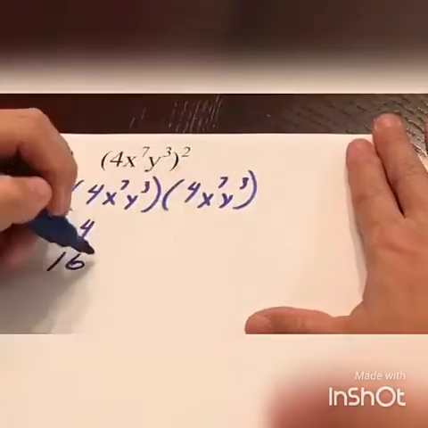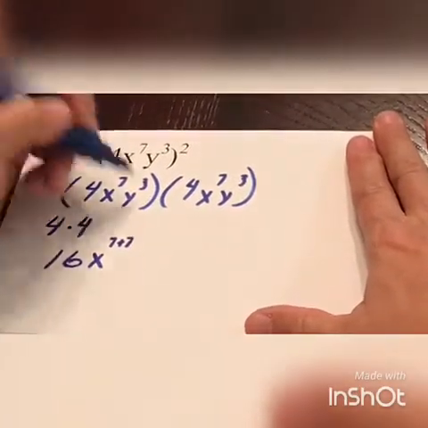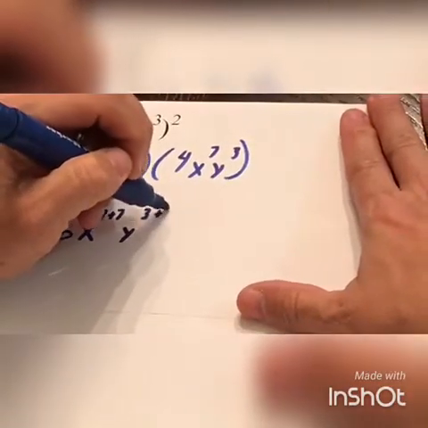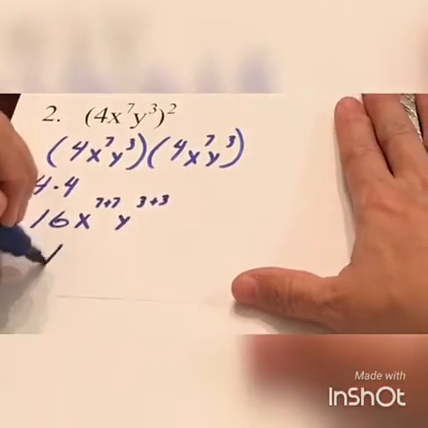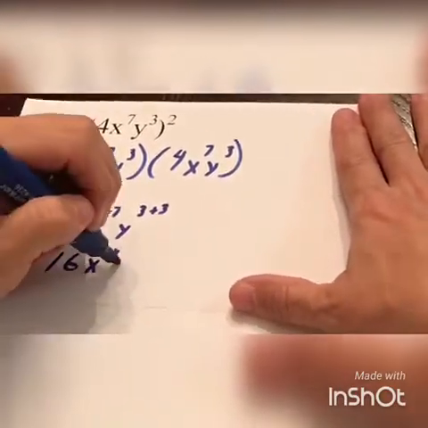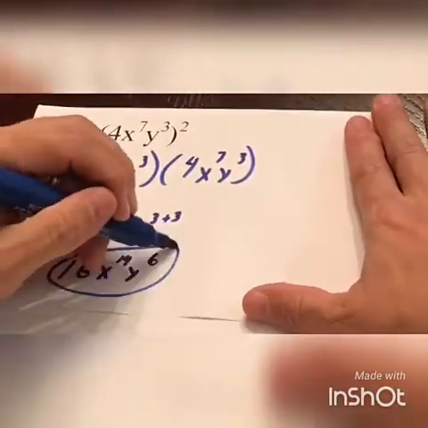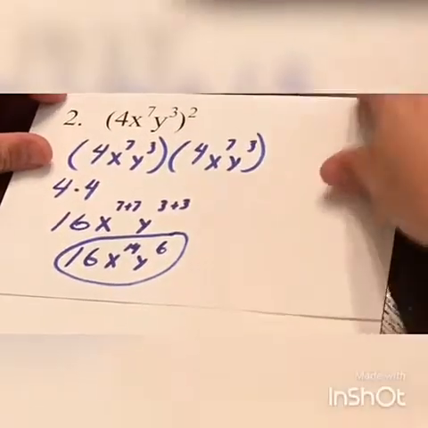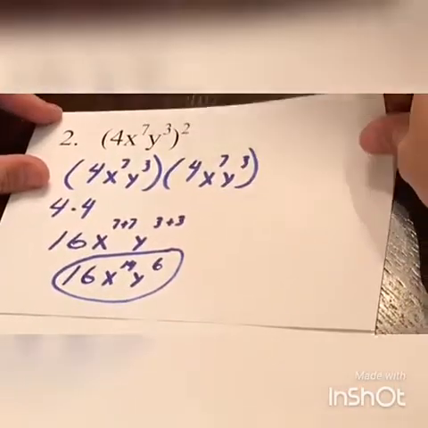The x to the 7th and the x to the 7th will give us 7 plus 7. Y to the 3rd and y to the 3rd will give us y to the 3 plus 3. And cleaning that up will give us 16 x to the 14th, y to the 6th. Final answer for number 2. Let's move on to number 3.